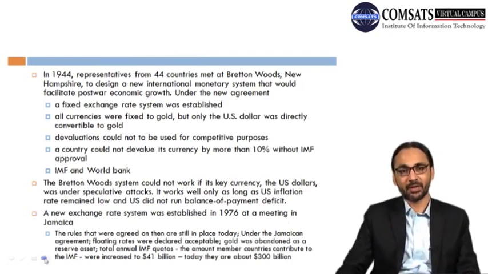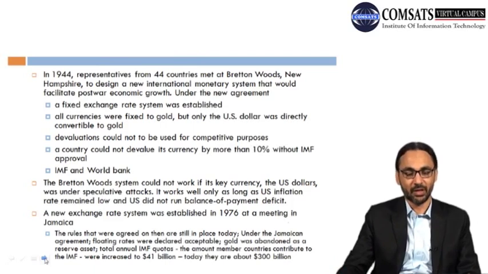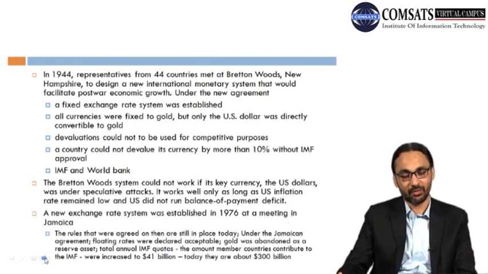In the backdrop of these fundamental flaws, in 1976 the member countries sat together again in Jamaica and formalized a new exchange rate system, termed the floating exchange rate system. The rules agreed on then are still in place today. Under the Jamaican agreement, floating rates were declared acceptable. Gold was abandoned as a reserve asset even for the US dollar, and total IMF quotas were raised from 41 billion US dollars to 300 billion US dollars.